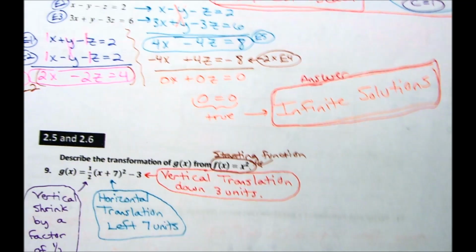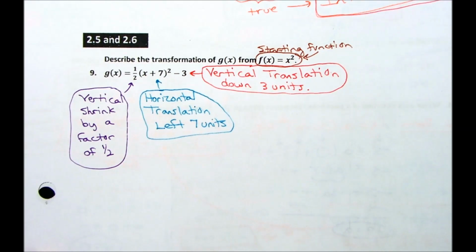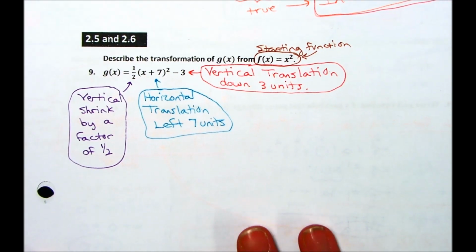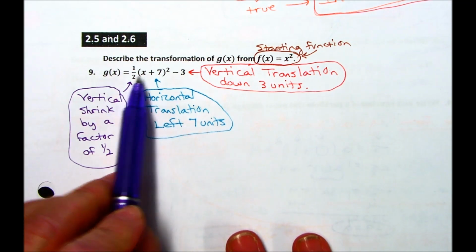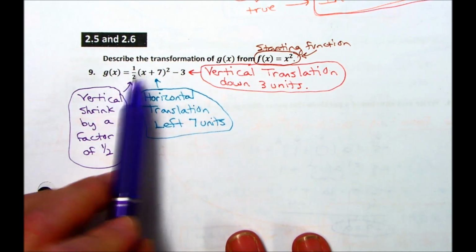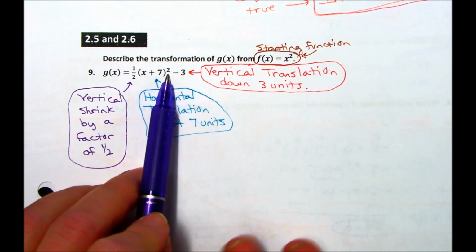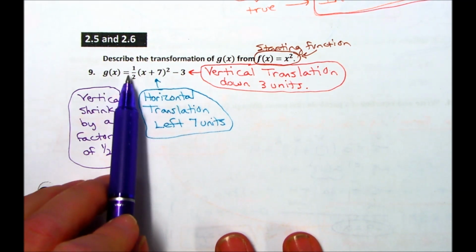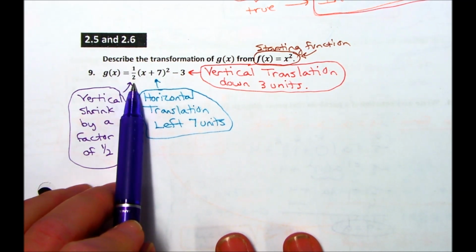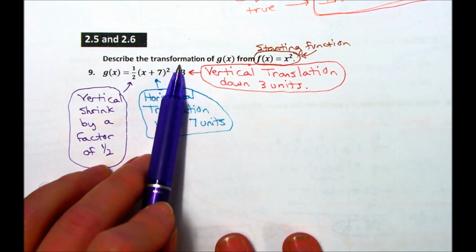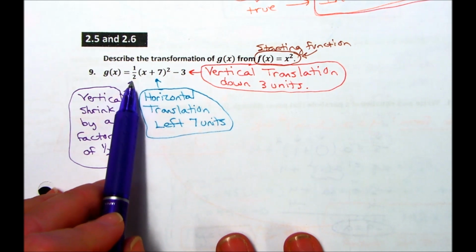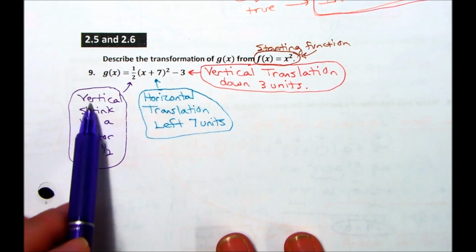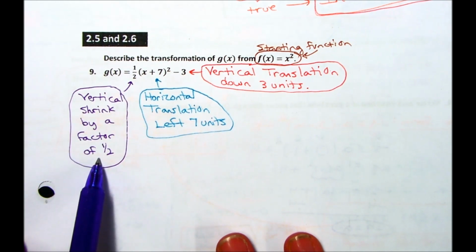All right, now we have a review problem from 2.5, which was about, I think, your transformations. So this is a quadratic equation. We have a square there, which tells us it's quadratic. You're asked to describe the transformation, and this is your starting function, the parent quadratic. The 1/2 in front is a vertical shrink by a factor of 1/2.